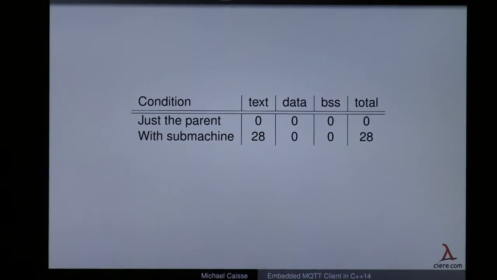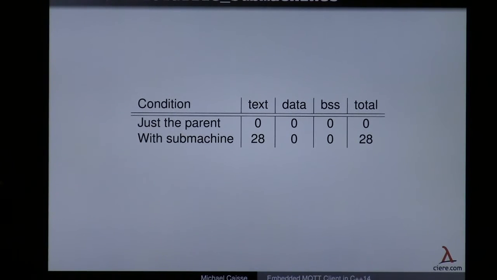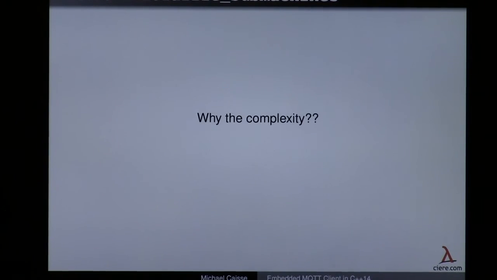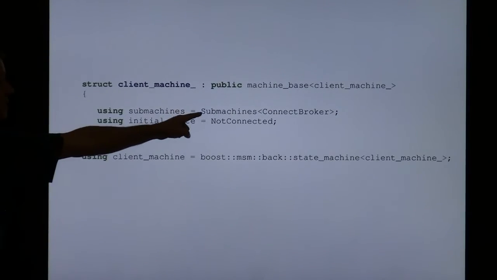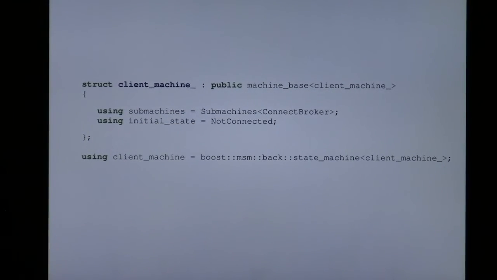And if I had to descend down into children, my text size went up 28 bytes. So I think all of that extra bit of code, why the complexity of all that other stuff? The reason that we have the complexity of the other stuff is because I don't want to think about it. I just want to write, I have submachines in my state machine. And I want the initialization to work properly all the time. Not only that, I don't have a way in MSM to get in there and get to those machines. There's no way to do it. So I had to go through some trick to do this.